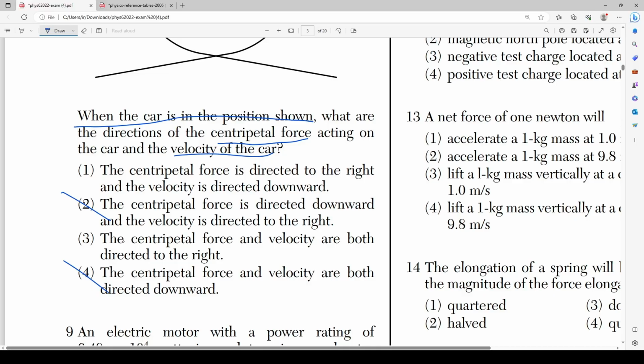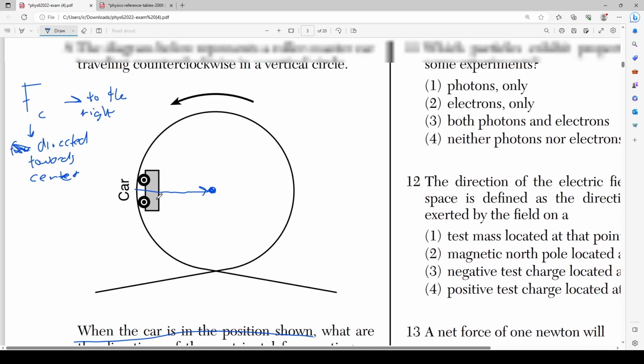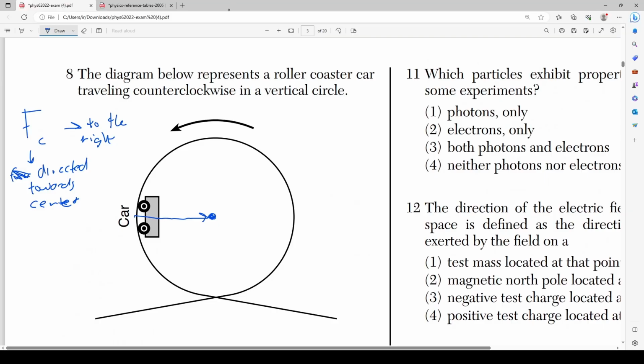Now we're just going to have to deal with the velocity. The velocity is always going to be perpendicular to the centripetal force. So that means there are two things. One, the velocity is always going to be tangential to the circular path, which means that it's going to touch the circular path at one specific point. And two, the velocity is always going to be perpendicular, coming in at a right angle to the centripetal force. So if the centripetal force is pointed this way, the velocity is going to be at a right angle to it.